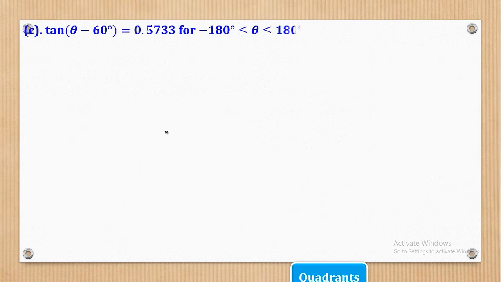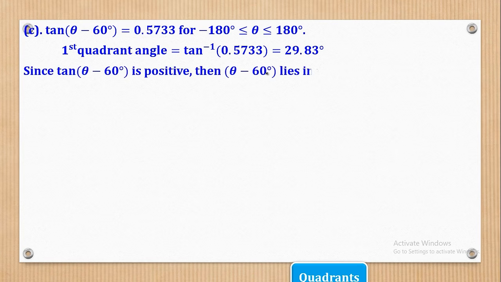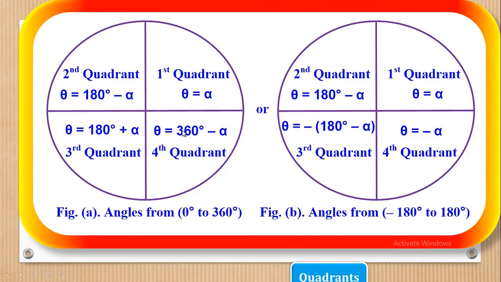So now we shall go to the last part, and the range is now from negative 180 to positive 180. Now the first quadrant angle is got by saying arctan of this, because here there is tan, so it will be 29.83. After that, you realize that tan is positive in the first and third quadrant. Therefore, you can either use this, like I said here, we shall use both diagrams so that you can identify which one is easier.